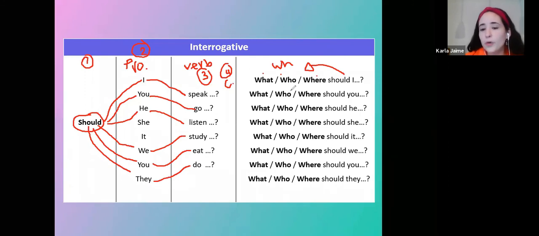Then for example with who should you see today? I should see my parents, I should see my grandma, I should see my friends. Where should he see the doctor? He should see the doctor at the hospital, okay? And the list goes on and on. You can ask basically any question with WH following this formula.